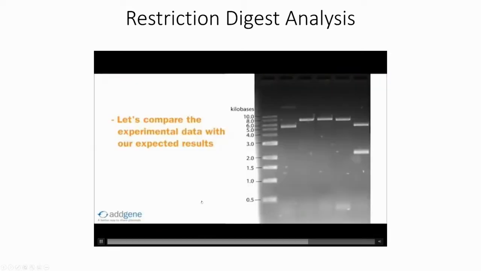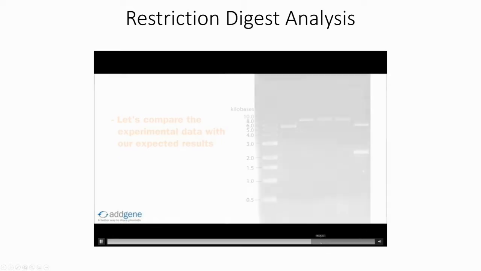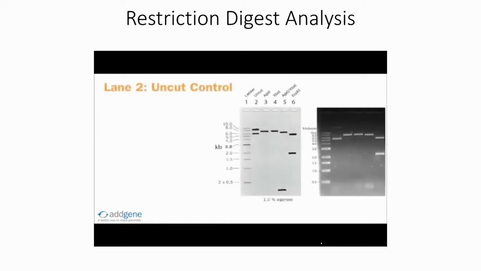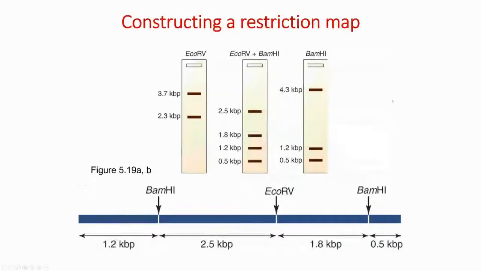Our experimental data with our expected results. We've marked the ladder with the sizes of the markers. Lane 2, the uncut negative control. So this is basically the experiment that you can see for the restriction mapping, okay? And now let's go to this question, the exercise.